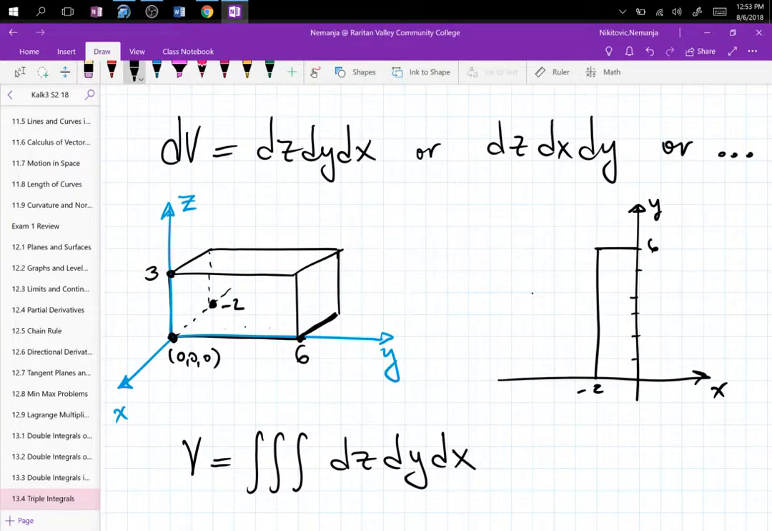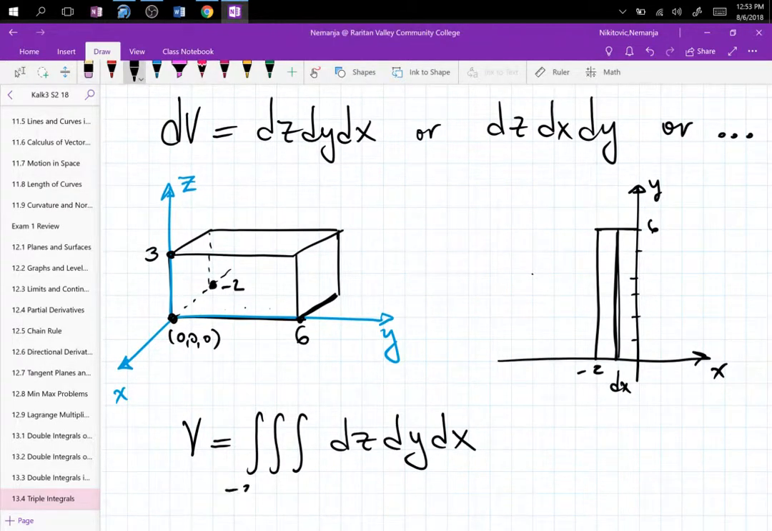And now I see that delta x is the anchor over here. So delta x is between -2 and 0. That's delta x. Then the bottom of that delta x is on the x-axis, which is y is 0 there. And the top is y equals 6.